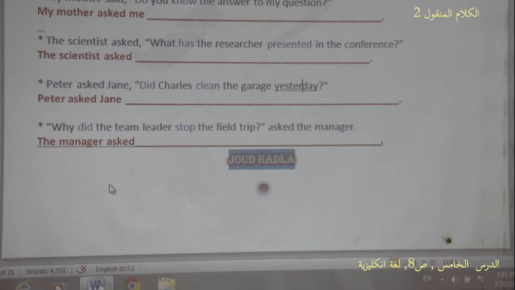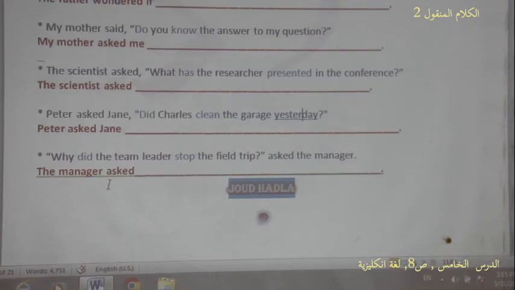This is everything for today, for lesson 6. Now we have finished reporting questions, and you are ready now to do your homework. Don't forget that I'll add a lot of marks when you do your homework.